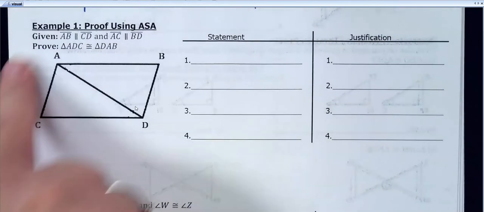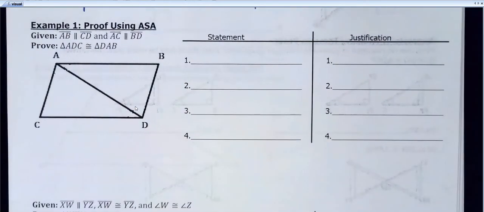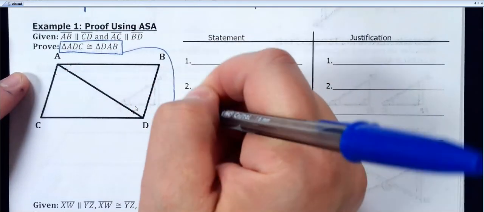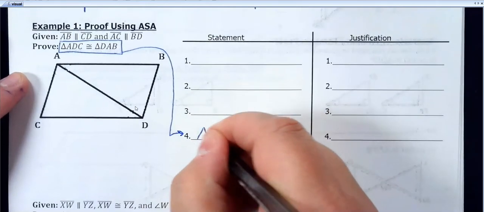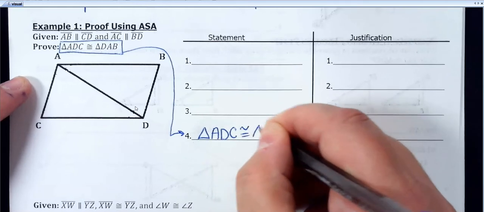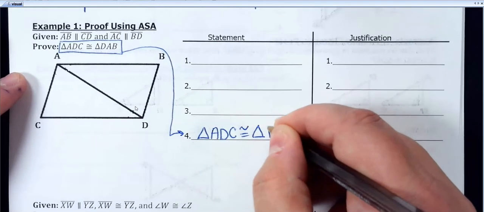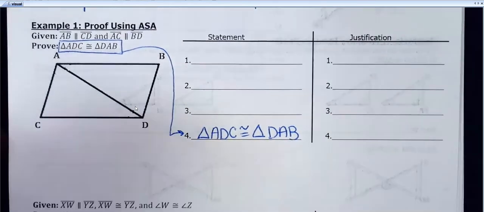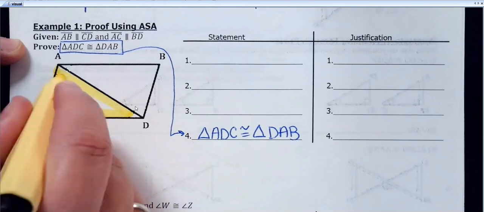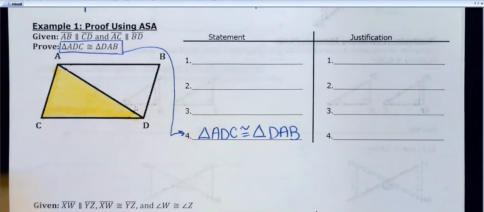Before I start the problem, is there any information I could just make a conclusion about from the diagram? That's what I would have you mark first. So we're trying to prove these two triangles are congruent, and I'm just going to go ahead and copy that. That's always the last step. Whatever you're trying to prove should be your last step. So triangle ADC and triangle DAB there, and you do not have to do this, I'm just going to color one on my paper. So I'm going to prove that this yellow triangle is congruent to this white triangle.